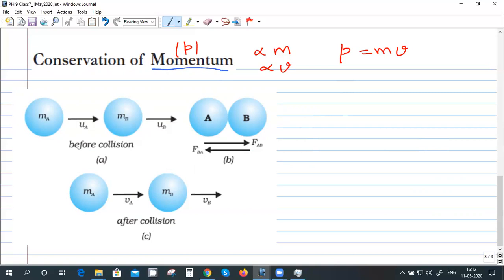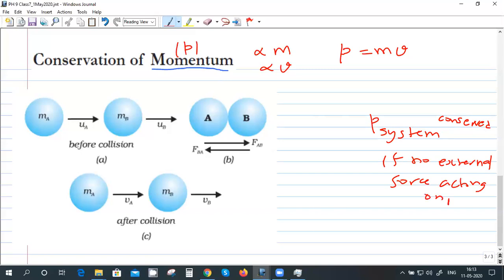So momentum of a system is conserved. It will not change unless there is an external force acting on it. What do you mean by conserved? That it will stay the same, unless a different force acts on it.